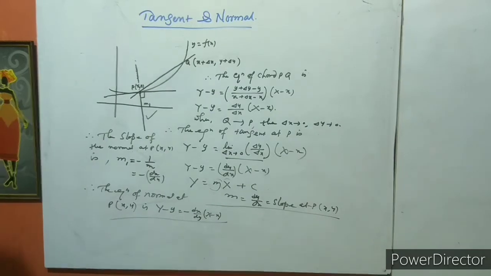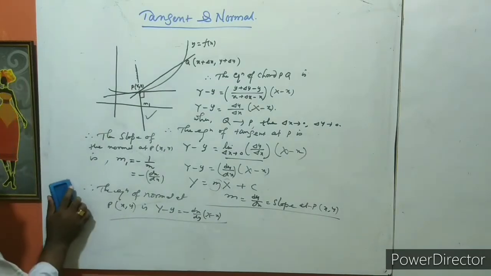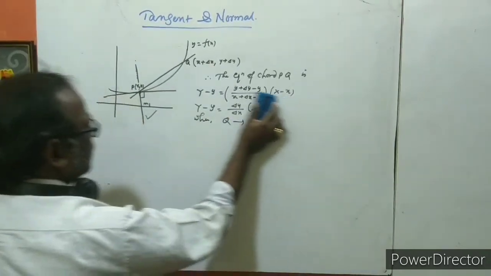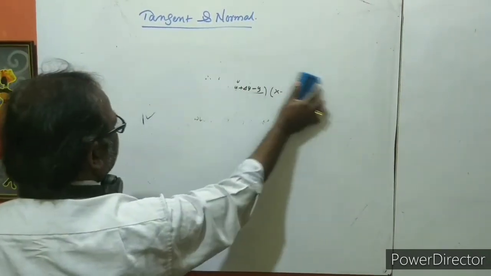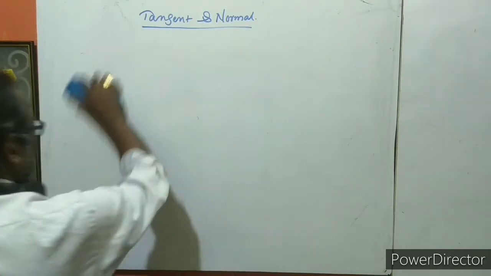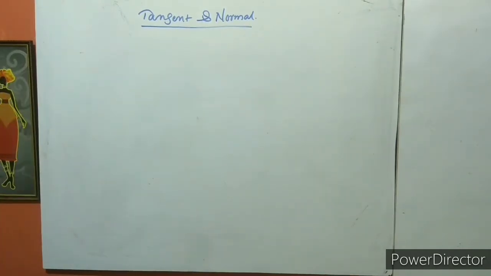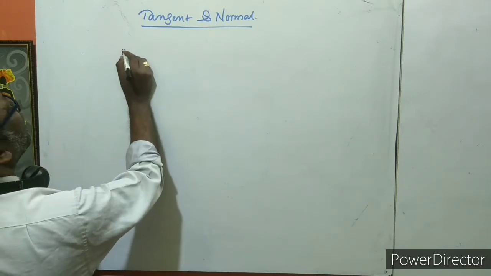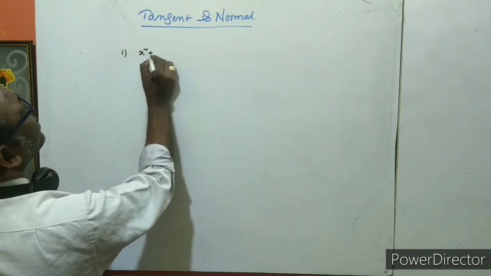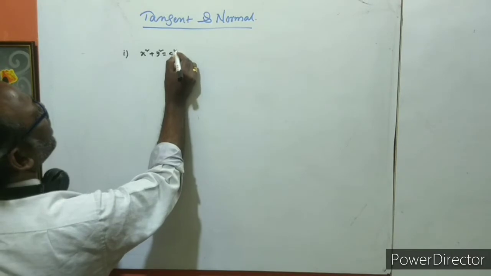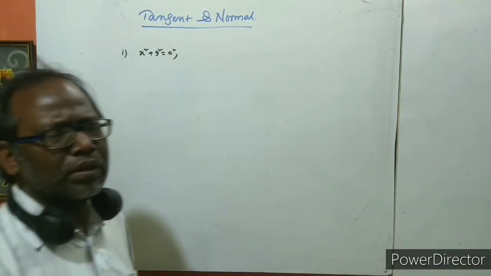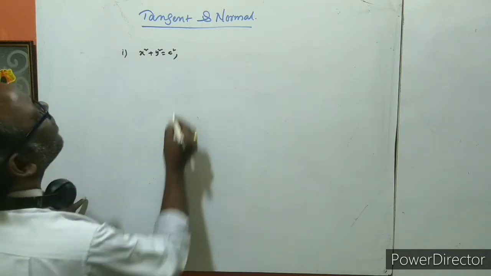Now there is another point we have to discuss, with some examples, and how we can easily find the tangent and normal. For a circle, x square plus y square equal to a square is given, and find the tangent at (x1, y1) for this curve.